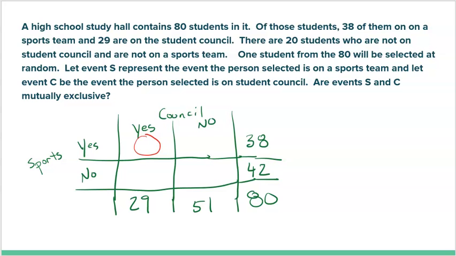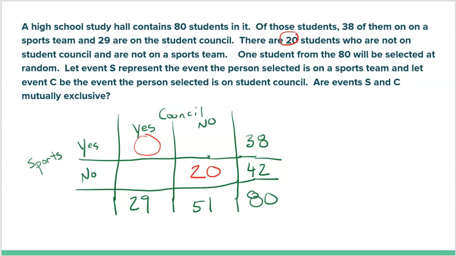Because the rest of these boxes are also very specific. For example, this box right here is no, I'm not on either. Here we have, I don't play sports, but I am on student council. And up here we have, I do play sports, but I'm not on student council. Well, the other piece of information is the key. They told me that 20 students are not on student council and not on a sports team. So that's going to go right here. That's the double no. So now, with some simple math, I can figure out everything else I need.